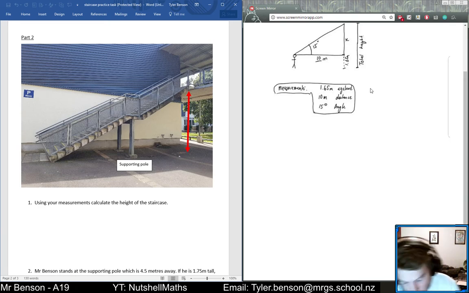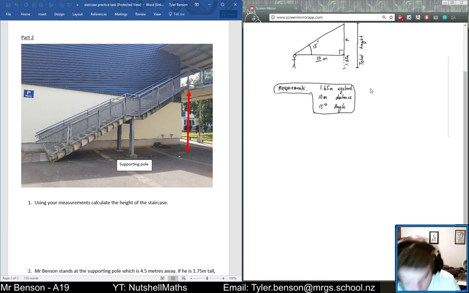Right. Every triangle we can do, as long as it has 2 bits of information. So the first thing I look for is, do we have 2 bits of information about the right angle triangle? Right angle. And my answer is yes. Well, we've got the angle and we've got the length. So we can calculate everything about the triangle we want.